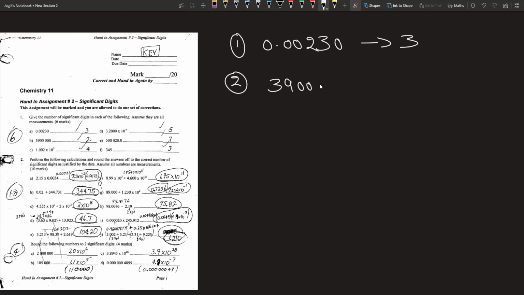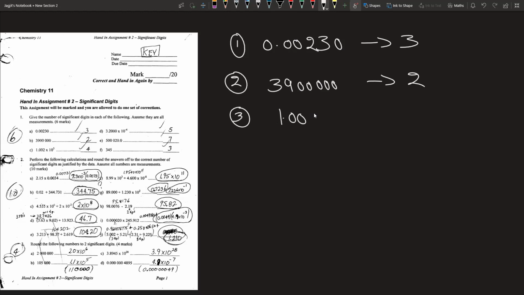What about this one? How many sig figs are there? 2. Exactly. These zeros are not going to count. There's no decimal here. So 3 and 9 are the only sig figs.